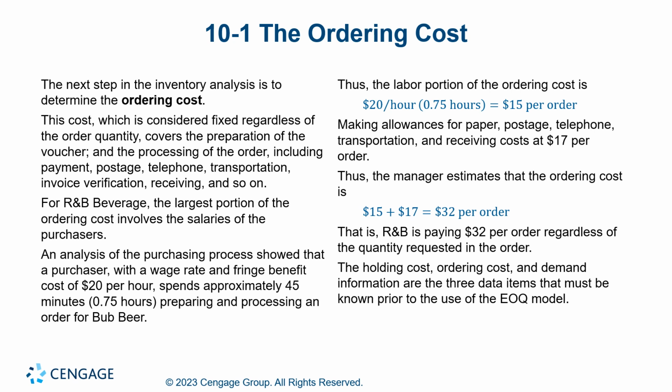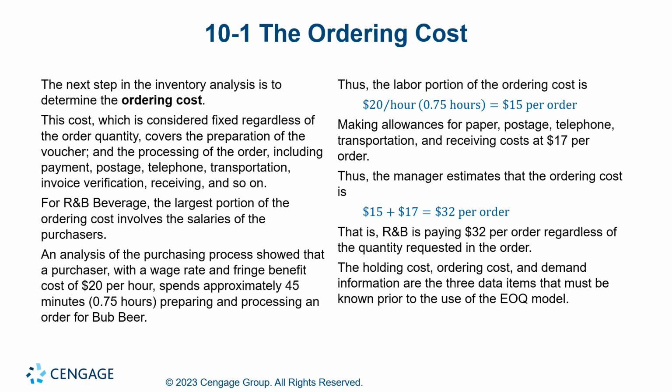So the next step in inventory analysis is to determine the ordering cost. This cost, which is considered fixed regardless of the order quantity, covers the preparation of the voucher and the processing of the order, including the payment, postage, telephone, transportation, invoice verification, receiving, and so on. For RMB Beverage, the largest portion of the ordering cost involves the salary of the purchasers.